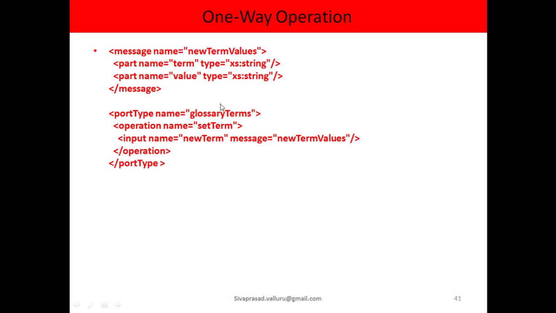See an example of a one way operation. My port type is having one operation, and this operation is having only an input message. There is no output message. That means it is a one way operation. This input message, see here, is pointing to this message, new term values. So this is an example of a one way operation.